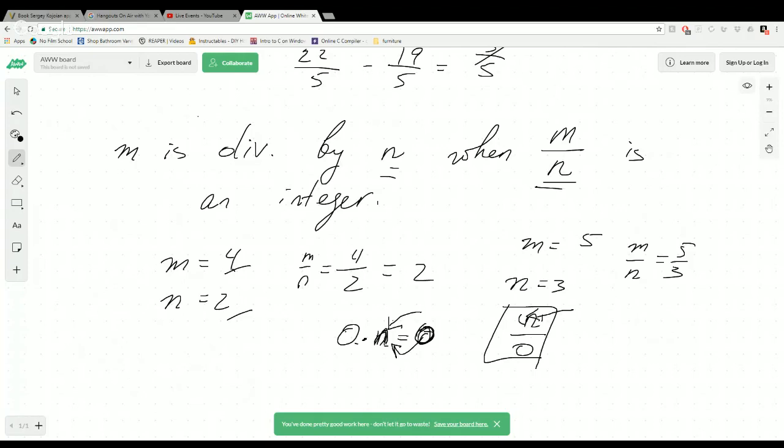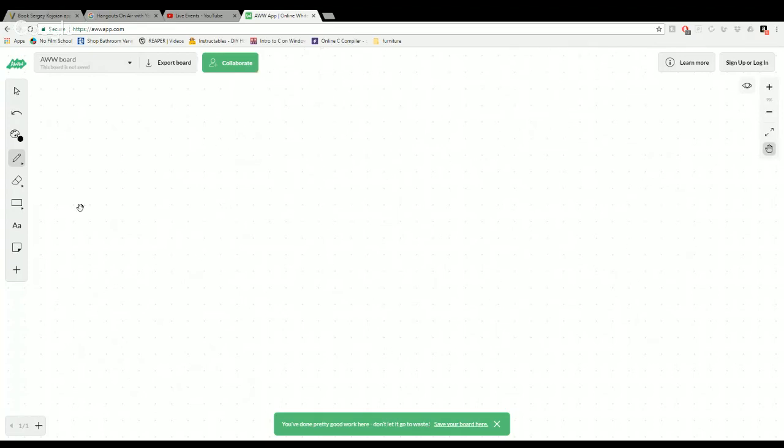And let's do a couple more example exercises from here, and we'll stop. So determine which of the following integers are divisible by 6. So very, very simple. 11. Is this divisible by 6?